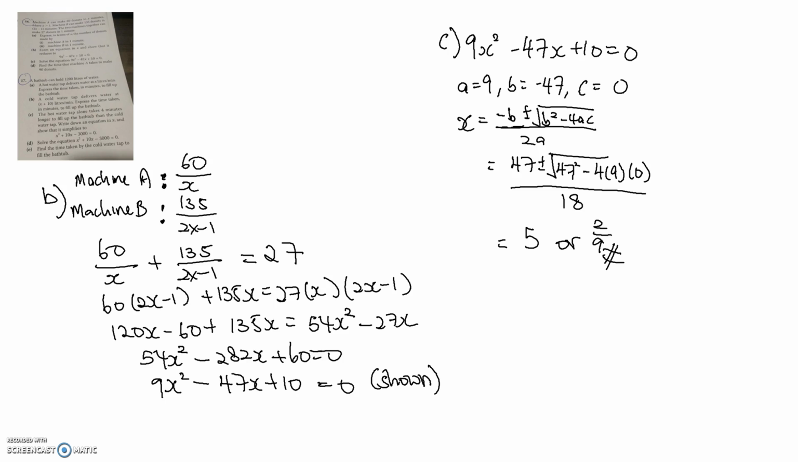Sorry, I think I missed a step in question C. Part C, we need to reject the second answer. Okay, the reason why we need to reject the second answer is because in the question we have x more than 1. So because x is more than 1, we have to reject the value 2 over 9. Okay, so x equals 5.